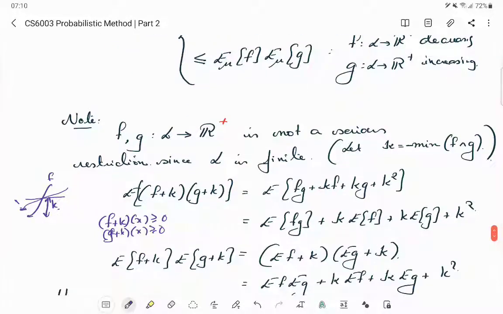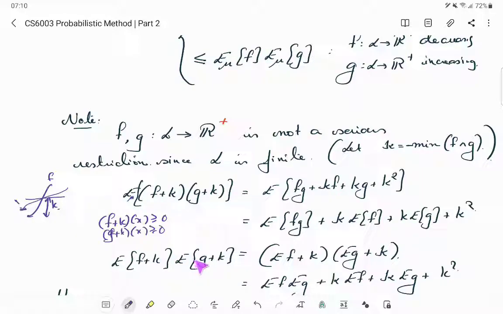But then what is the correlation? What is the expectation of the product? I am hiding the mu because I don't want to write this mu every time. You multiply it inside and use linearity of expectation. You will get E of fg plus k times E of f, that's where the linearity of expectation comes in, and k times E of g, plus this is a constant, so that stays here.